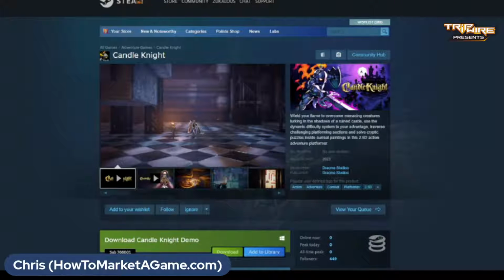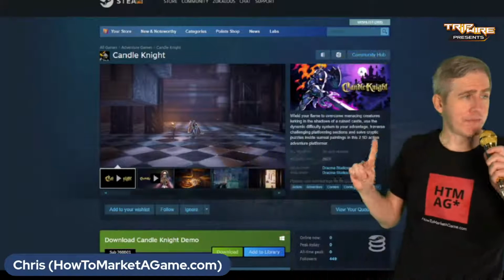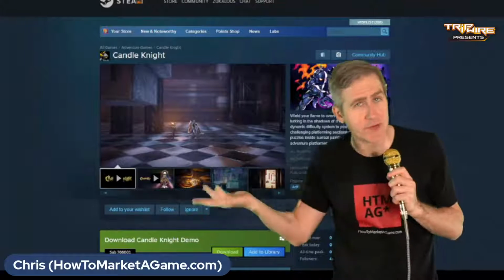Wield your flame to overcome menacing creatures lurking in the shadows of a ruined castle. Use the dynamic difficulty system to your advantage. Traverse challenging platforming sections and solve cryptic puzzles inside the surreal paintings in this 2.5D action adventure platformer. Okay, 2.5D action adventure platformer. Okay, so that's kind of getting the genre.